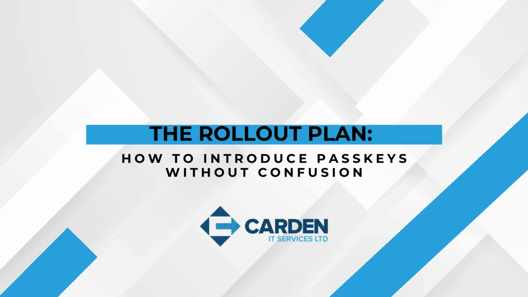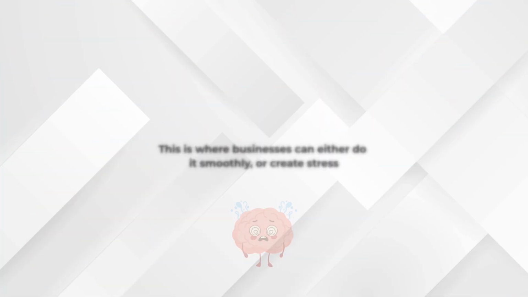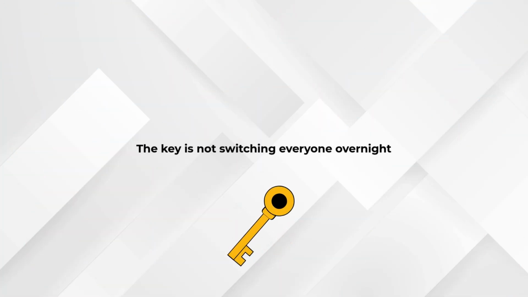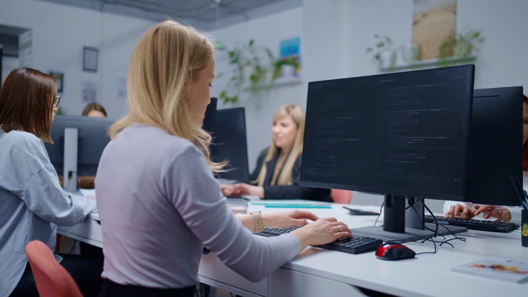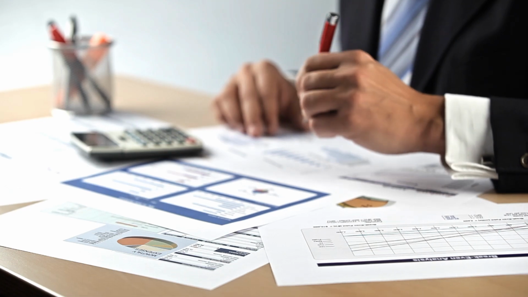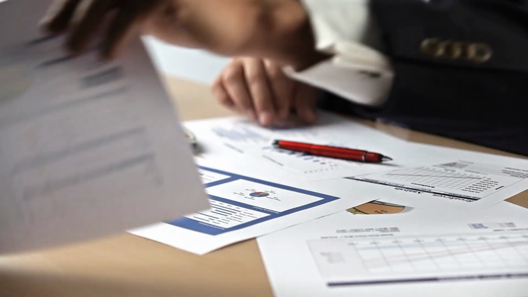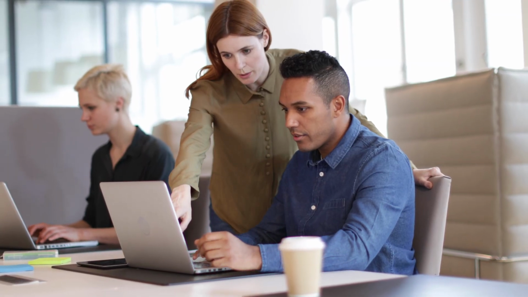The rollout plan. How to introduce passkeys without confusion. This is where businesses can either do it smoothly or create stress. The key is not switching everyone overnight. Start with a small group, learn what questions come up, and then expand. A sensible rollout usually looks like this. Start with admin accounts first, because those accounts have the most access and the biggest impact if anything goes wrong. Then move to finance and HR because they handle sensitive information and are common targets. Once that's working well, roll it out to everyone else with clear guidance.